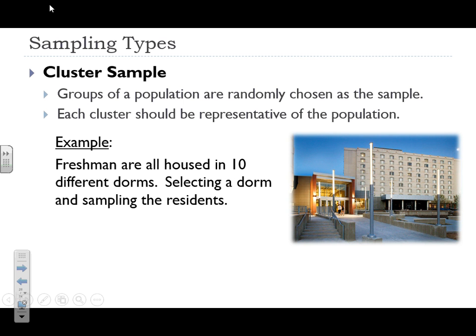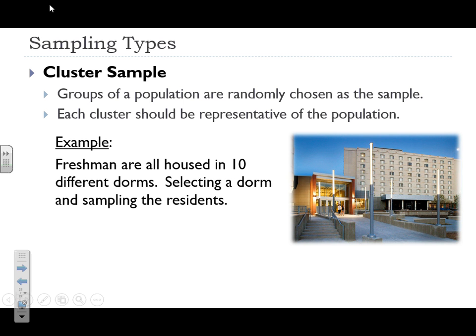So an easier way to do it is to notice that at the University of Texas, they house all of their freshmen in specific dorms. So there are 10 dorms designated specifically for freshmen. So if I want information from freshmen, what I could do is label the 10 dorms, label them 1 through 10, or label them 0 through 9. And then all I have to do is select maybe 2 or 3 of those dorms. So dorm number 4, dorm number 8, dorm number 0. Okay? And then I can go to each of those dorms and ask all the freshmen inside.